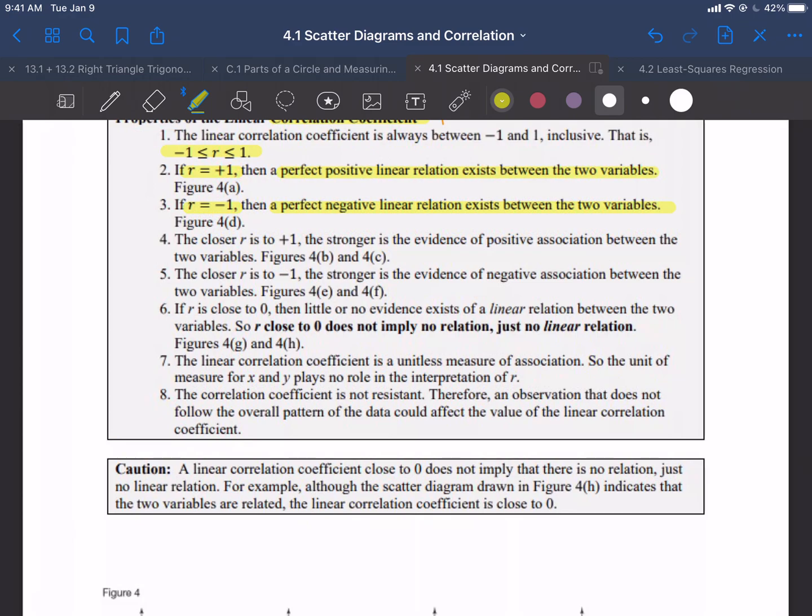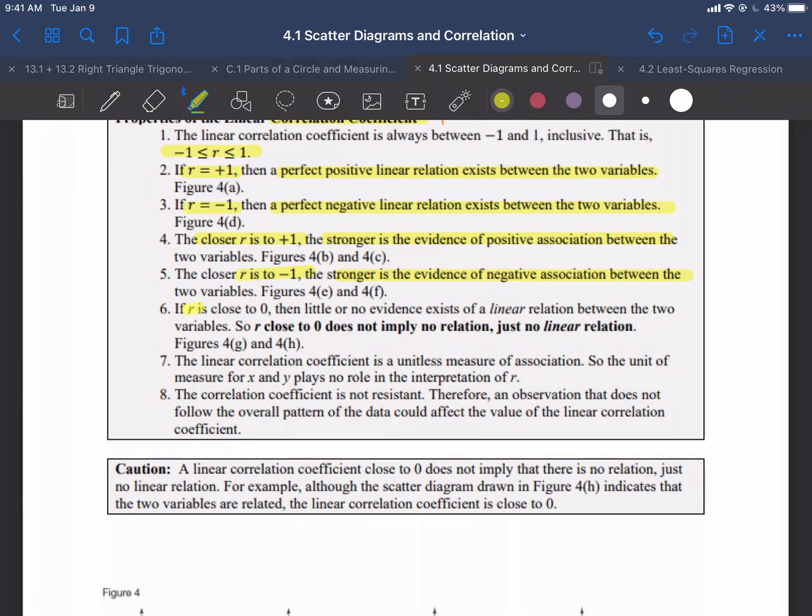You're going to have a whole bunch of data points, and realistically, everyone's not going to fall on a perfect line. So we need to know that the closer r is to +1, the stronger the evidence of a positive association between the two variables. The closer r is to -1, the stronger the evidence of a negative association between the two variables. So a negative correlation coefficient means the slope of our best fit line is going to be negative, and a positive correlation coefficient is going to mean the slope of our best fit line is positive.